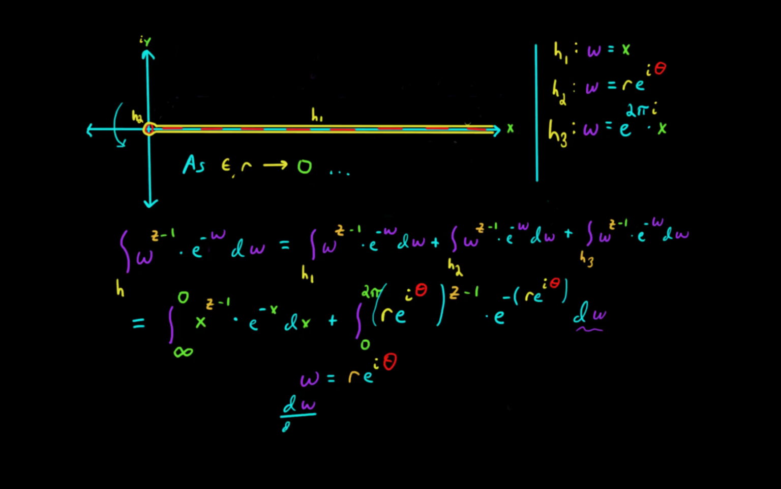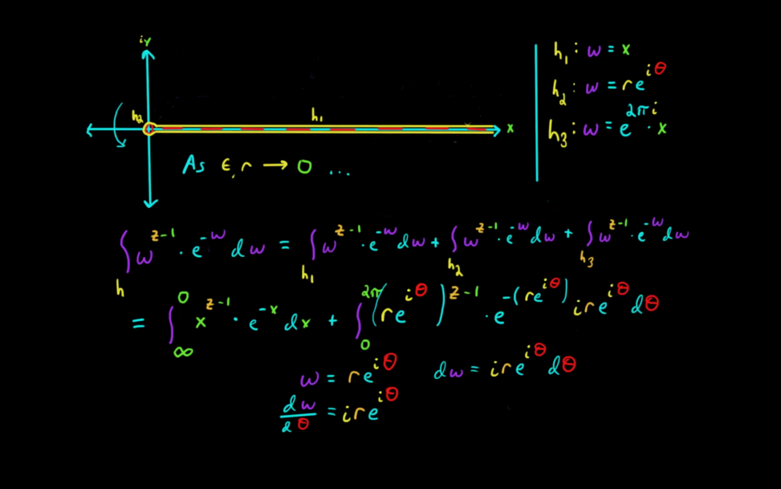Well, if w equals r times e to the I theta, then dw d theta would equal, by the laws of differentiation, I times r times e to the I theta. Therefore, dw just equals I times r times e to the I theta d theta.